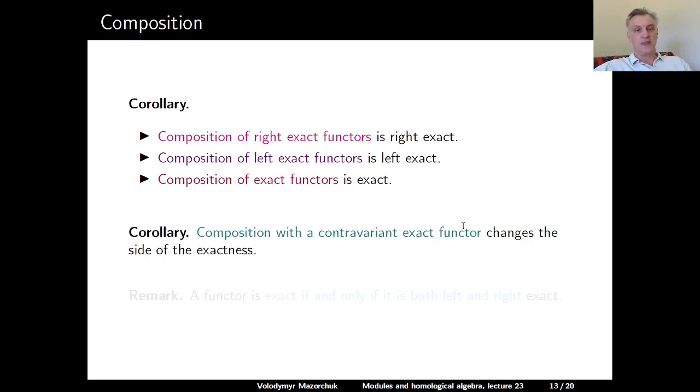Similarly, one can show that if we have some one-sided exact functor and we compose it with a contravariant exact functor, the outcome will be a functor which is exact on the other side. So contravariant exact functors change the side of exactness. And of course, a functor is exact if and only if it is both right and left exact.